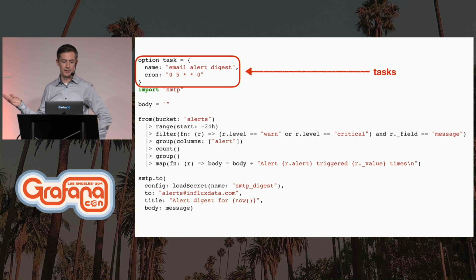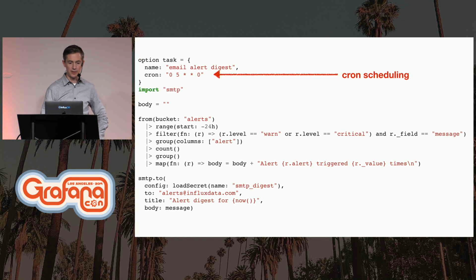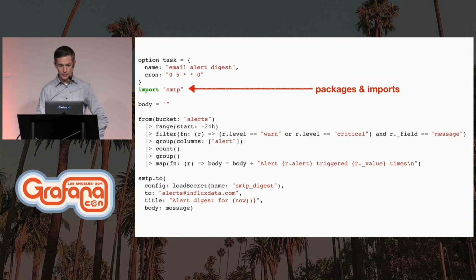So we added this syntax to the Flux language. As you can see, it has this cron scheduling syntax. We also support something more basic where you can just say run once an hour or whatever. We support packages and imports. So basically, the details of the script aren't really important. What's important is the different features that we have in here that we're trying to squeeze into the language.